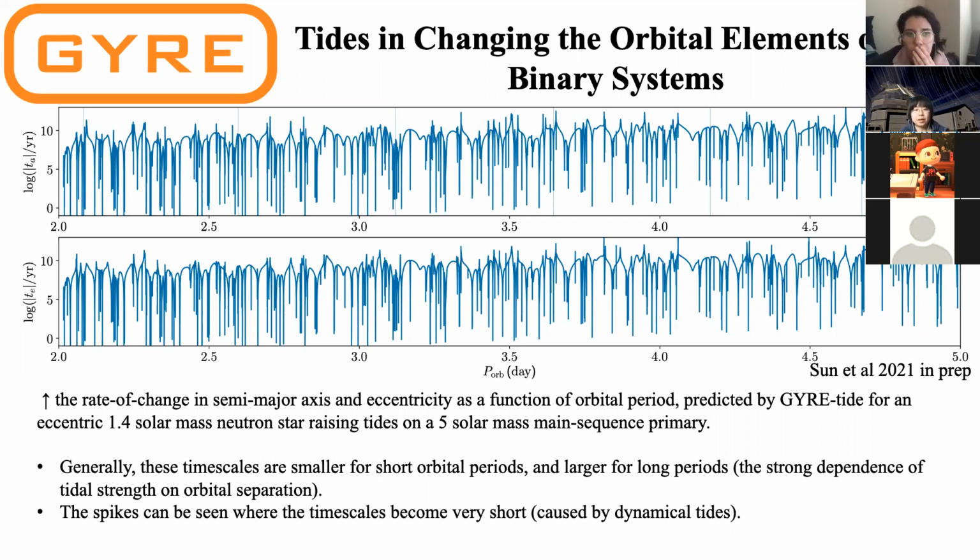For low mass stars, we need to be careful in using GYRE-tides because we may underestimate the rate of change in those orbital parameters. At this development stage, we do not consider nonlinear damping and convective damping that are important in low mass stars.